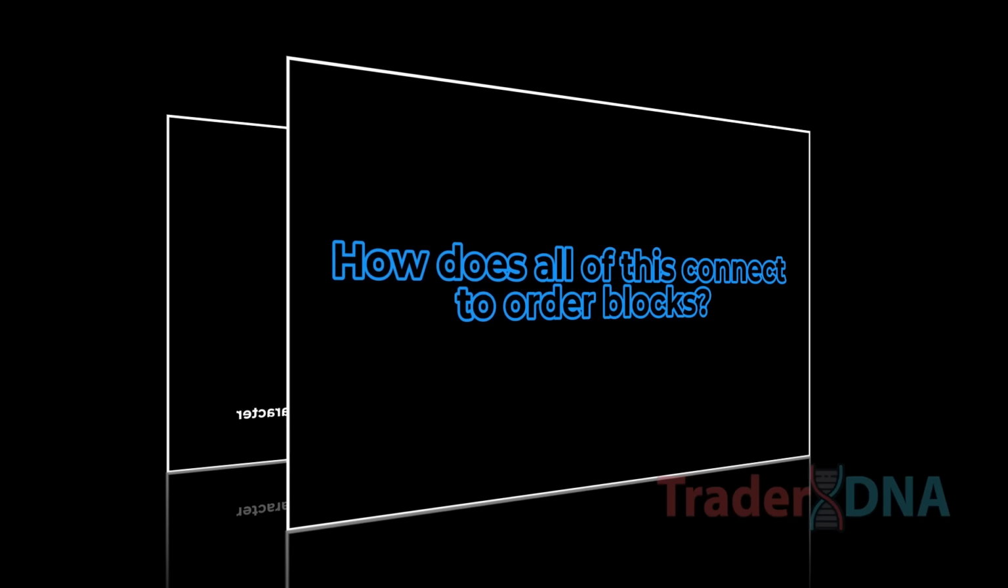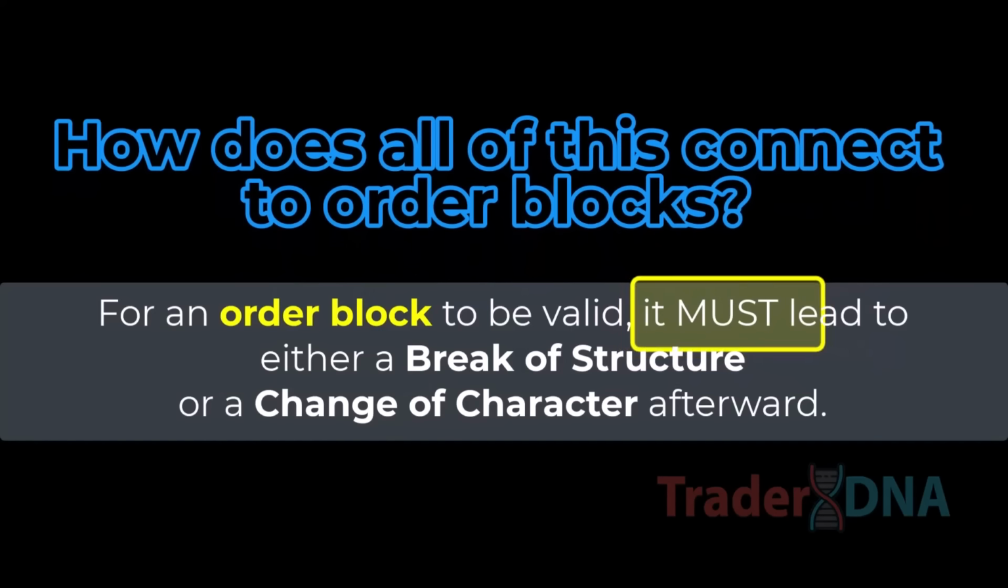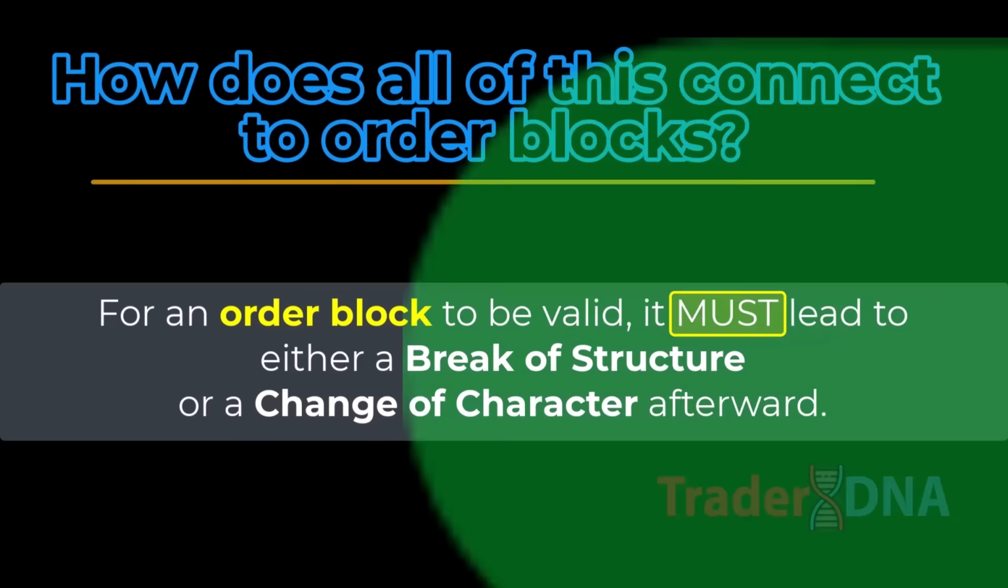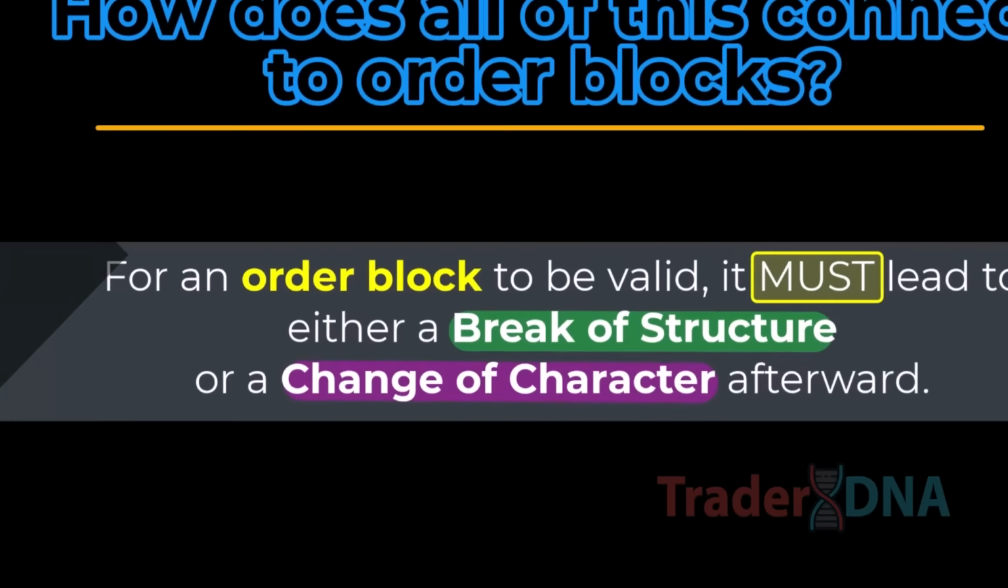So how does all of this connect to order blocks? Simple. For an order block to be valid, it must lead to either a break of structure or a change of character afterward. No break, no change, no valid order block. It's that strict. Now look at this example.